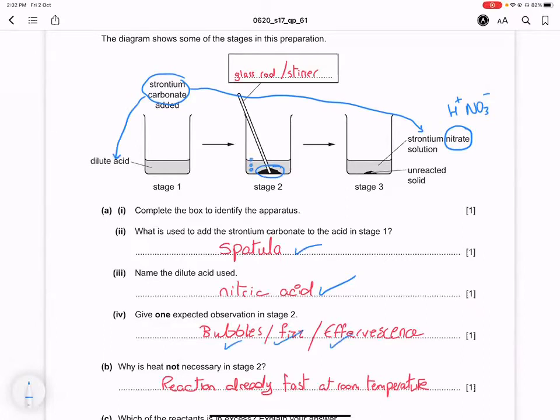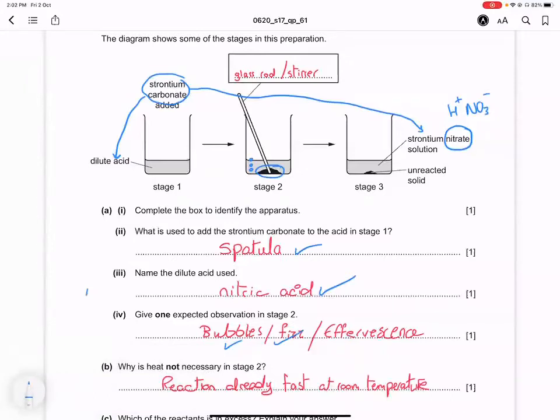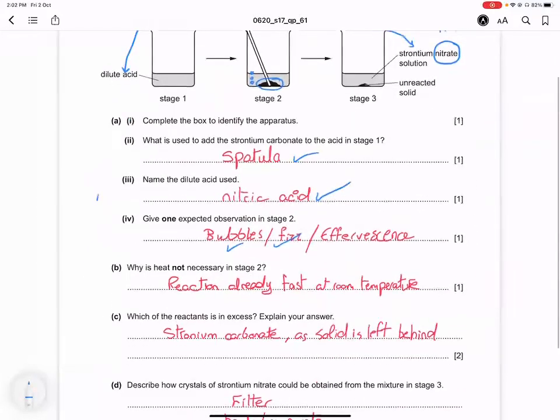Why is heat not necessary in stage 2? The reaction of carbonate with acid is very exothermic, so the reaction rate is already fast at room temperature. No need to heat a reaction that is already fast in rate. Reaction is already fast at room temperature.